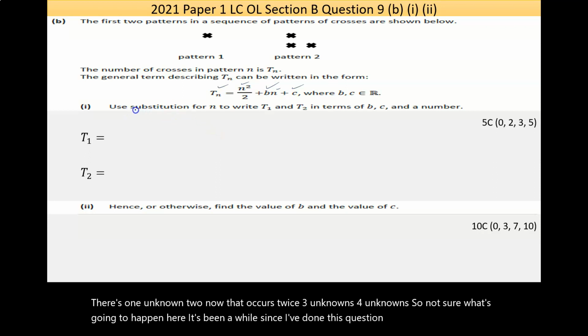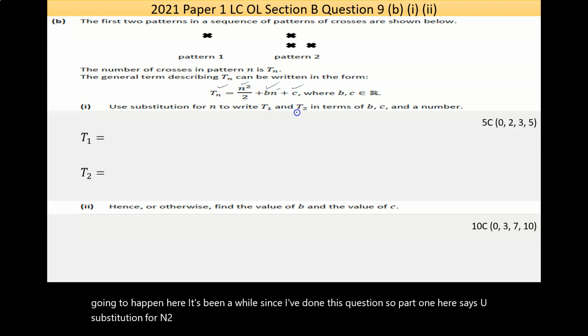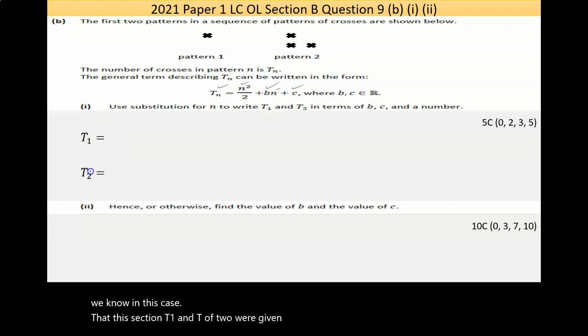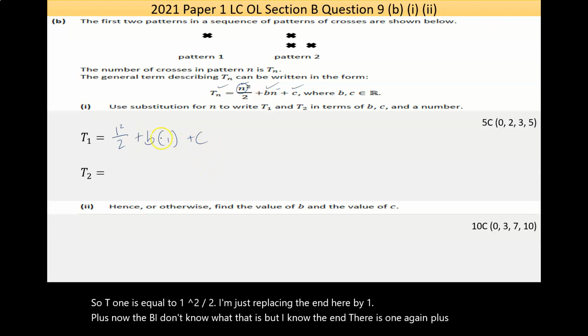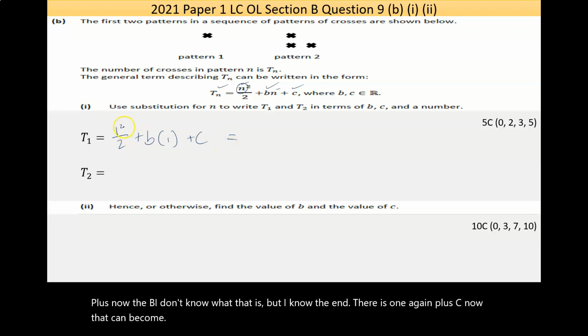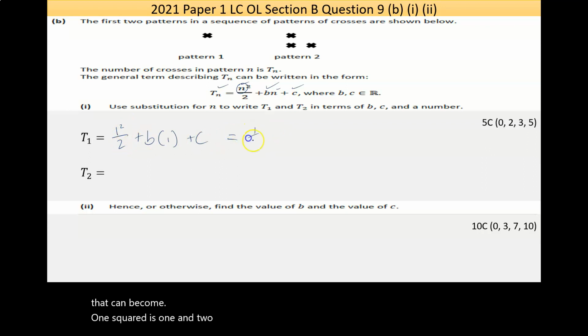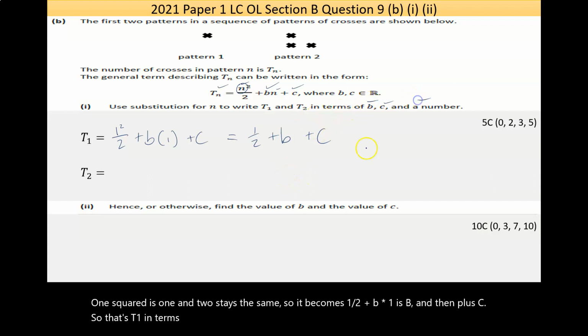So part 1 here says use substitution for n to write T of 1 and T of 2 in terms of b, c, and a number. So T of 1, and this actually, T of 1 and T of 2 were given in the exam paper. So T of 1 is equal to 1 squared over 2. I'm just replacing the n here by 1, plus b, I don't know what that is, but I know the n there is 1 again, plus c. Now that can become 1 squared is 1, and 2 stays the same, so it becomes a half plus b times 1 is b, and then plus c. So that's T of 1 in terms of b, c, and a number.